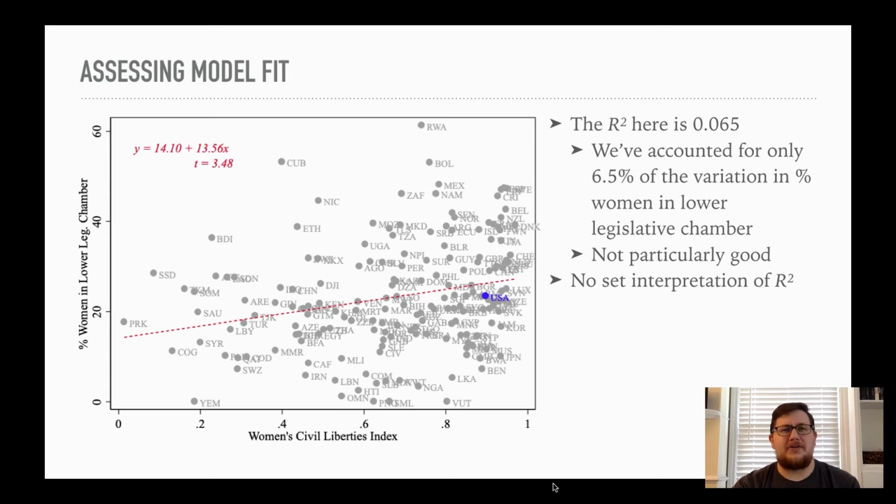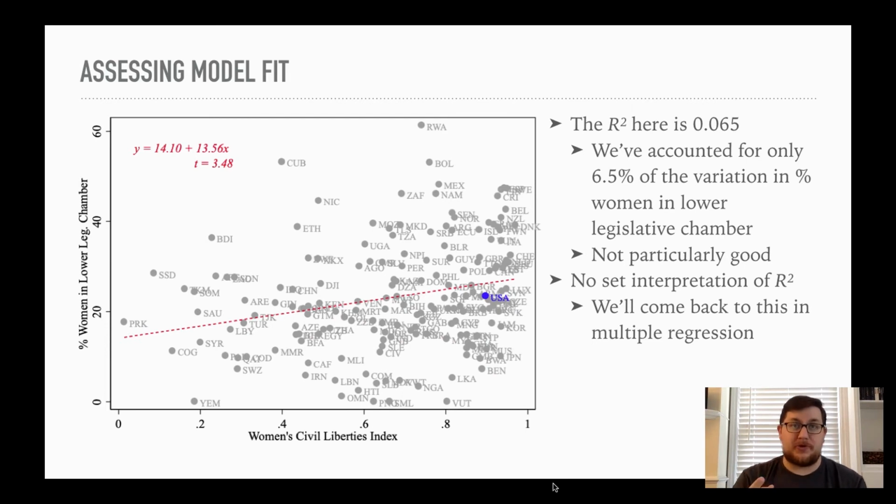Now, there's no set interpretation of R squared. Instead, it's generally better to consider alternative models against one another and see which one has a better R squared. We'll come back to this in multiple regression, but think of it this way. If we have an R squared here of 0.065 and we add another variable in and our R squared triples, then that other variable we've added explains a lot of the variation in y. So that's a variable that we really should be including. That's the best way to interpret an R squared.